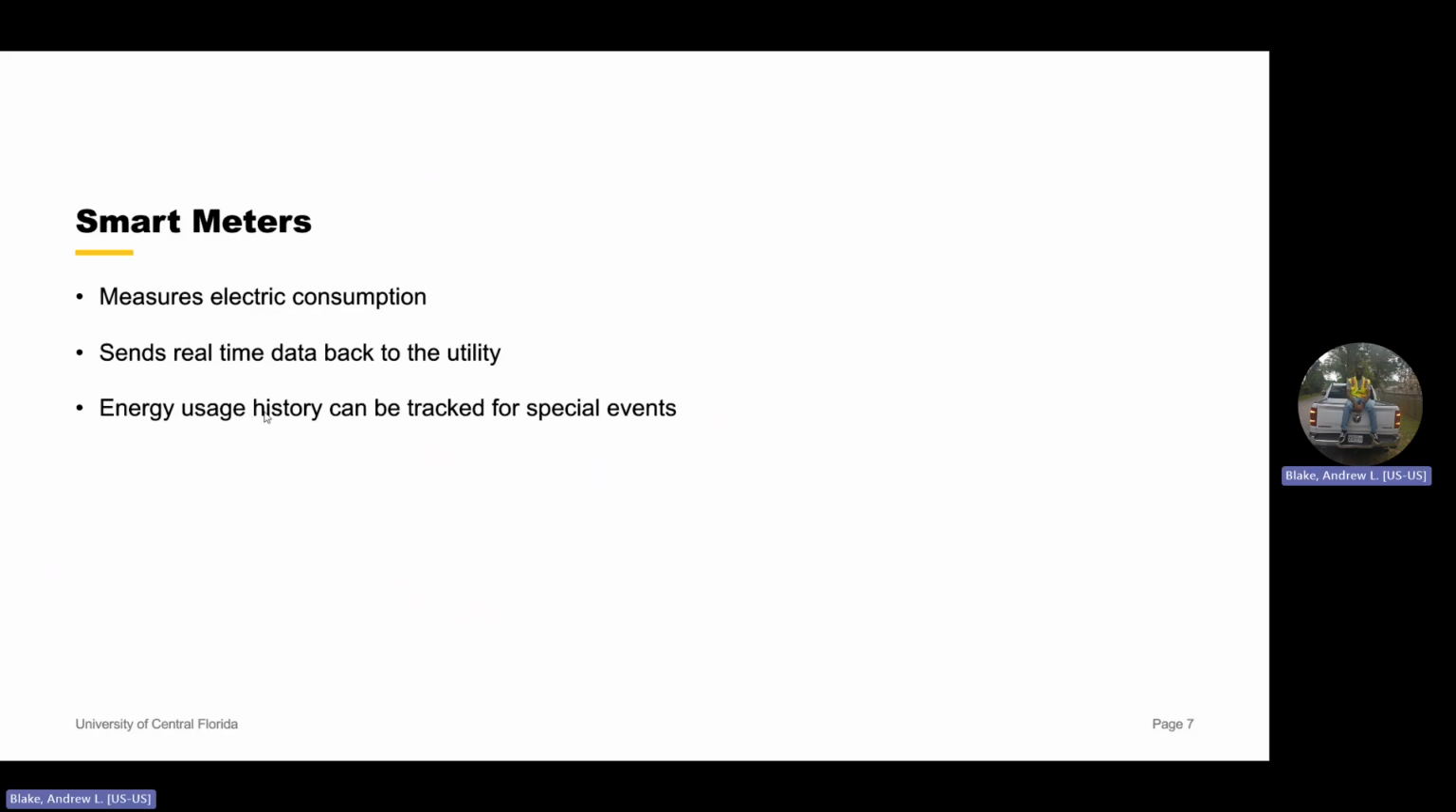The reason why this is important is because when you have special events, different events will use different levels of energy. And being able to track this, we can use this to predict the amount of electricity that will be used for events in the future.